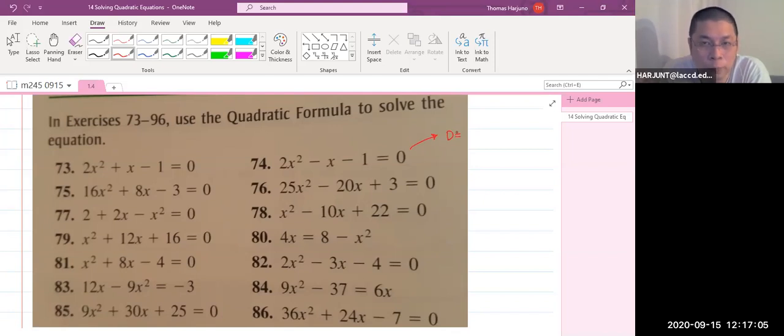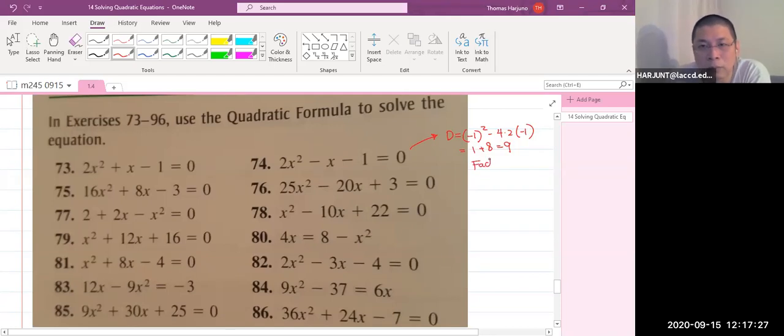Now, when you do use formula, you will compute the discriminant first. That's -1 squared minus 4ac. That is 1 plus 8. That's equals to 9. Oh, that's a square number. So it is actually factorable. Then you don't go on with that formula method. Try to factor it instead.